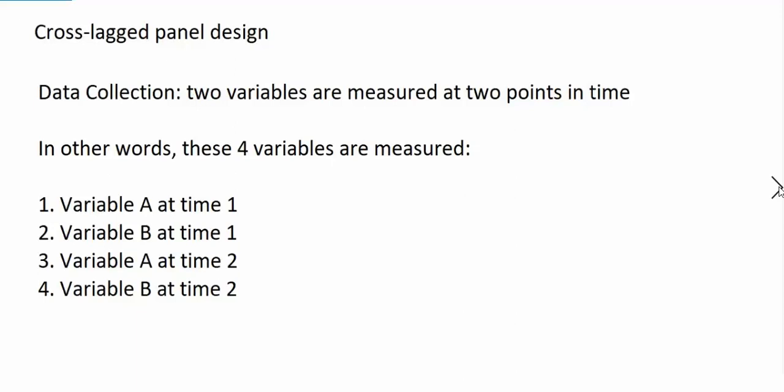So an example of a cross-lagged panel design might be a study in which a researcher gets a sample of people and records each person's income and level of happiness. And then at time 2, at a certain later point in time, the researcher goes back to that same group of people and records their income and happiness at time 2.